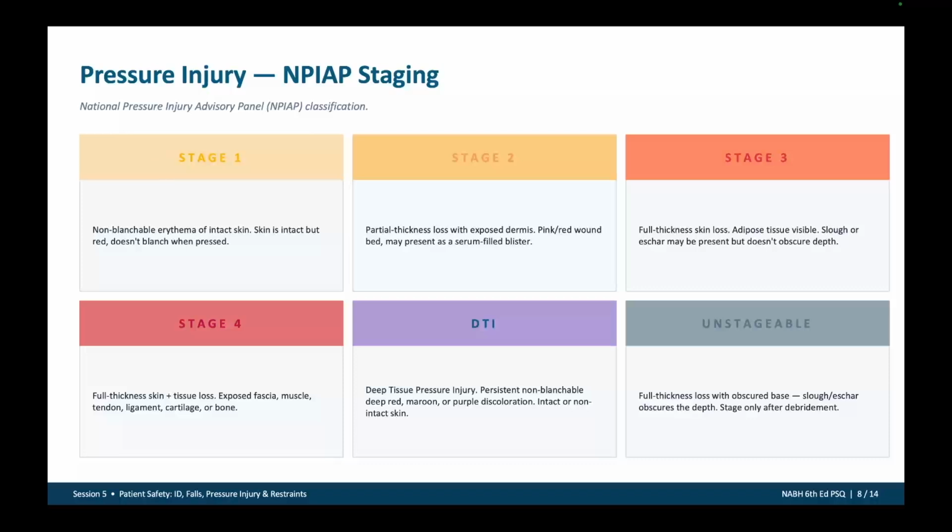DTI, the deep tissue pressure injury, which is persistent, non-blanchable, deep red, maroon, or purple discoloration, intact or non-intact skin. And unstageable: full thickness loss with obscured base, slough or eschar obscures the depth. Stage only after the debridement.